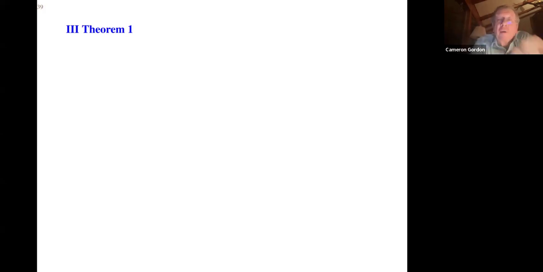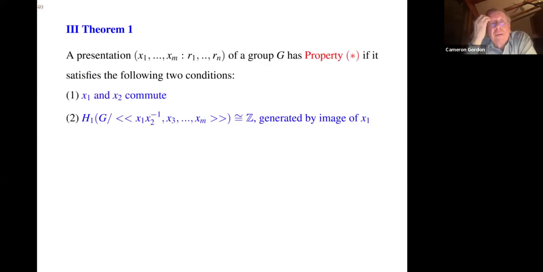But I want to get the genus as low as possible, right? For that reason, I'm going to introduce this technical condition. It's just an ad hoc sort of technical condition that works.